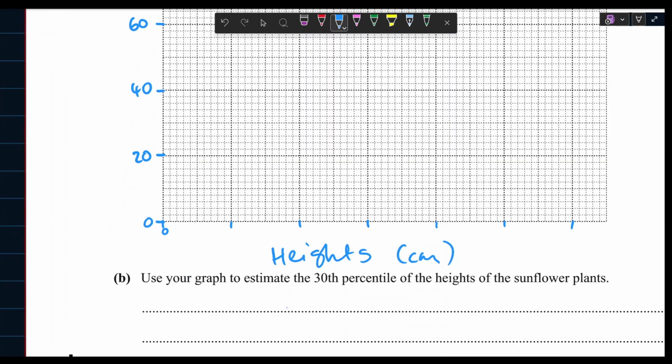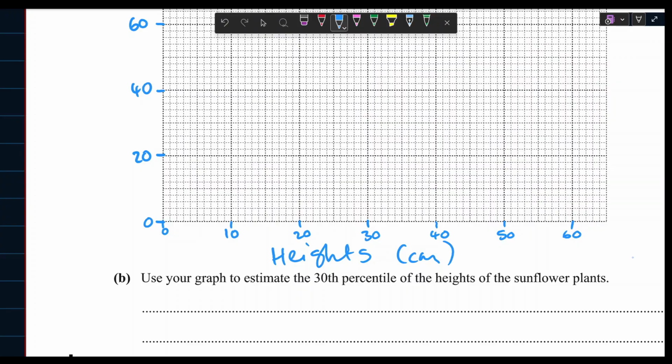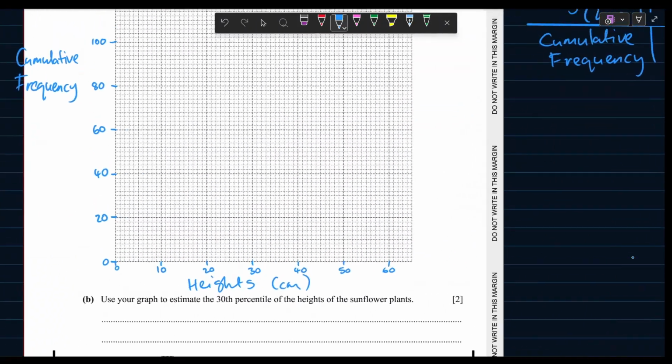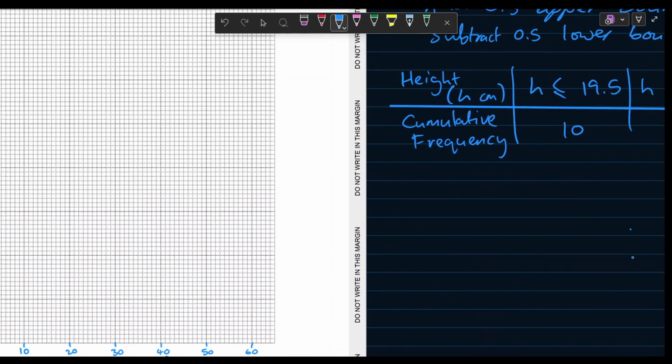Okay, and just say 10, 20, 30, 40, 50, 60. Okay. And now we can go ahead and plot our points. I'm just going to reduce the thickness here. Okay. So the first point that you always plot is the point 0, 0. And then going to our table, we want a height of 19.5 for the cumulative frequency of 10.